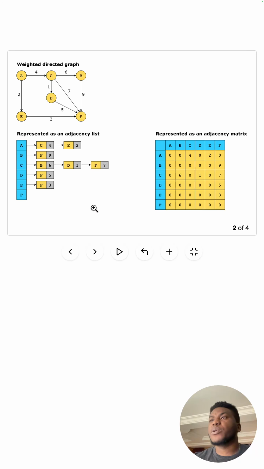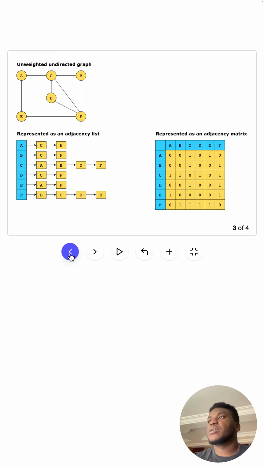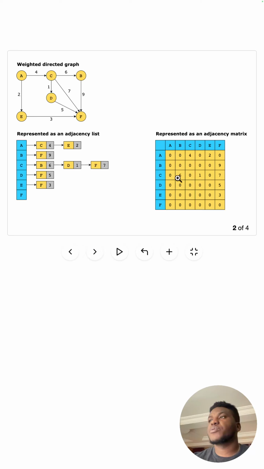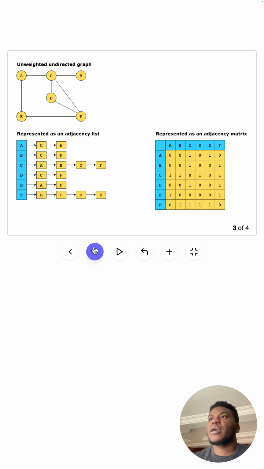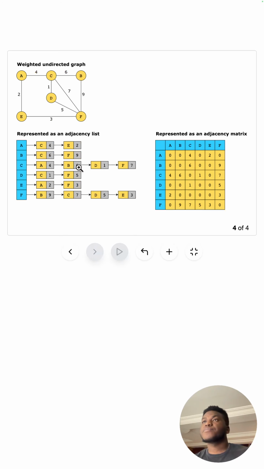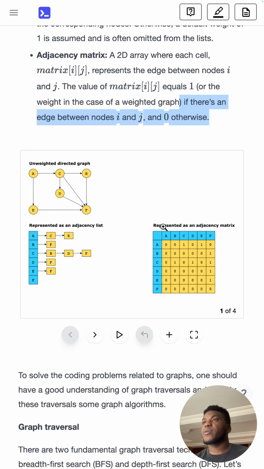Now this is how we can do it weighted. As you can see here, I put the weights in the spaces, and this is when it's undirected. So it's a two-way relationship. So for every A to C, there's a C to A, and it looks like this. Okay. Now this is weighted and undirected, and we have the same thing. For every A to C, there's a C to A, and so on and so forth.